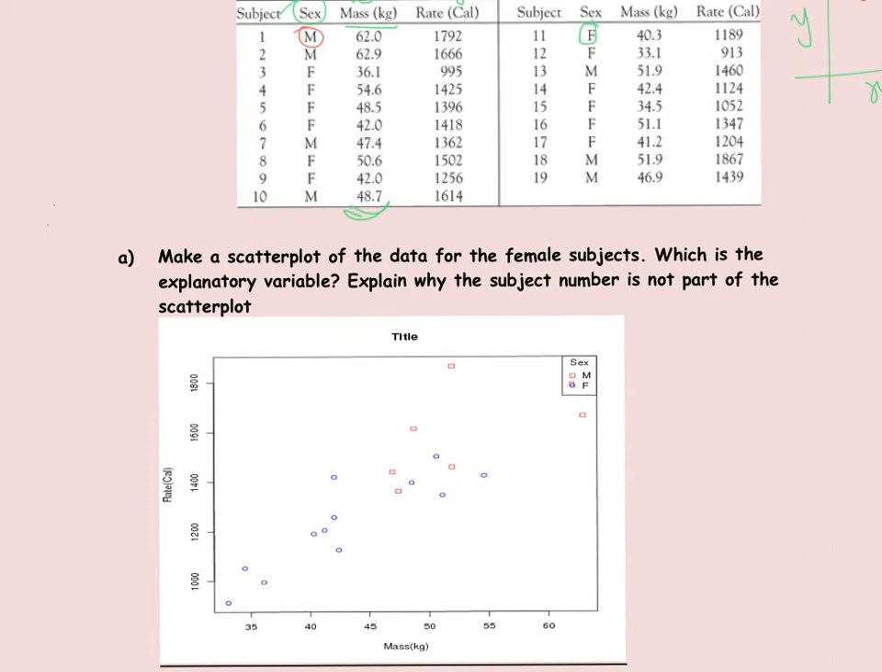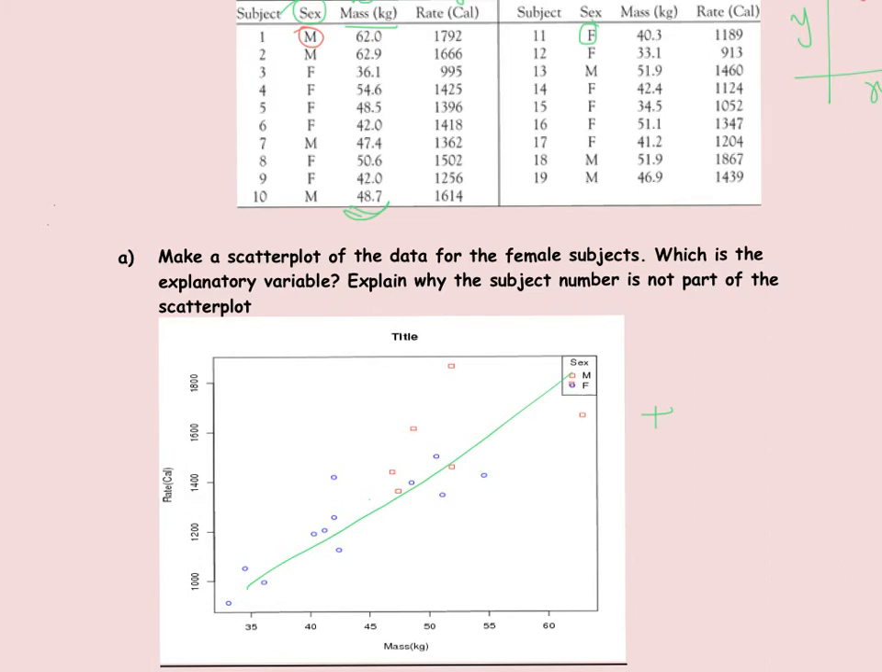So this is the graph that I get using Crunchit, and if you look at the overall pattern, let's look at all points, the male and the female. The overall shape of the graph looks like roughly a straight line that is positive, a rising straight line. So it's a positive linear association between lean body mass of an individual and the metabolic rate measured in calories.